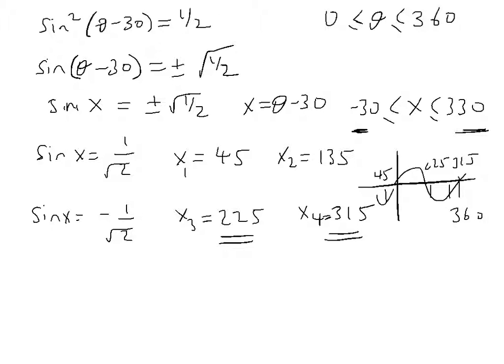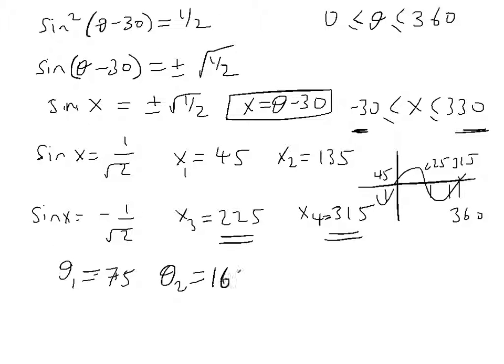Right, so once we've got that, we know from our equation where x equals theta minus 30, we can convert our x values by adding 30 to them to give us our theta. So theta 1 should give us 75. Theta 2 will give us 165. Theta 3 gives us 255. Theta 4 gives us 345. So those are our four values for theta.